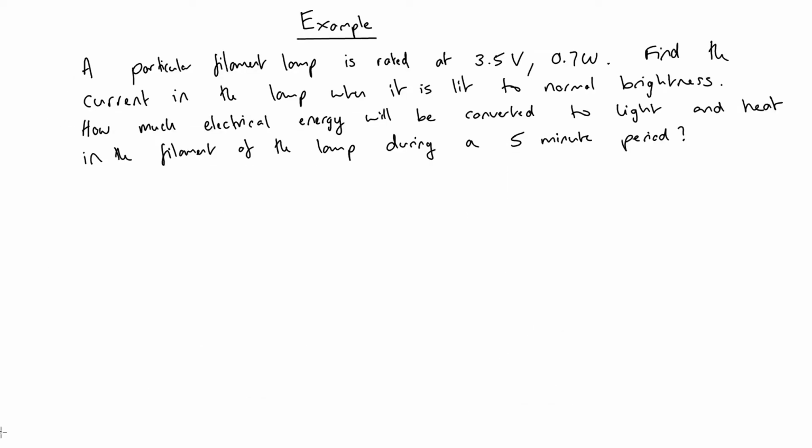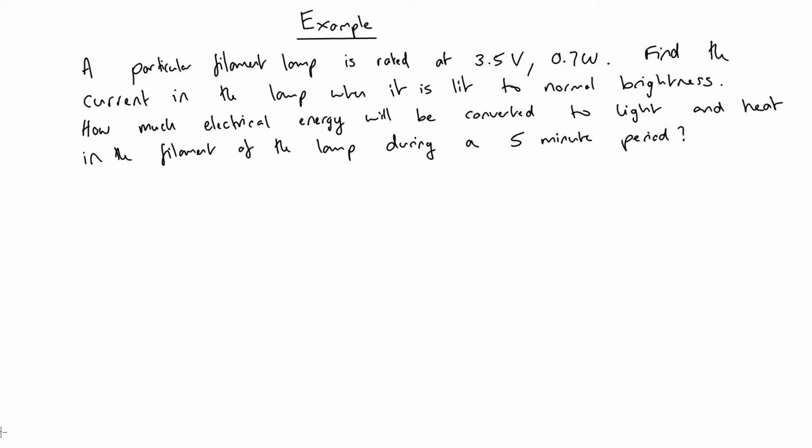So we've got a simple problem here involving electrical power. We have a filament lamp. The lamp is rated at 3.5 volts, 0.7 watts. What that means basically is when you've got 3.5 volts across the lamp, it will be transferring 0.7 joules of electrical energy into other forms every second. So that's the power that it's dissipating, provided you've got 3.5 volts across it. At that time it'll be lit to normal brightness.